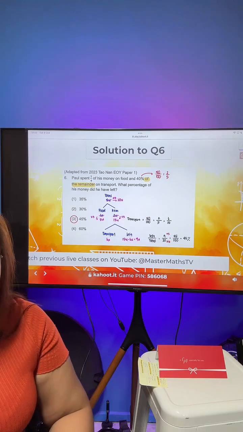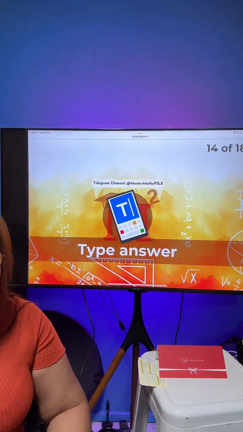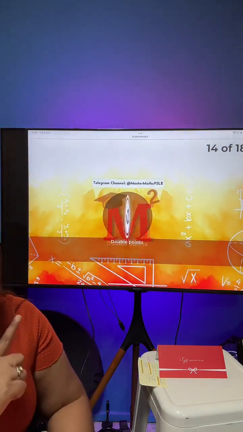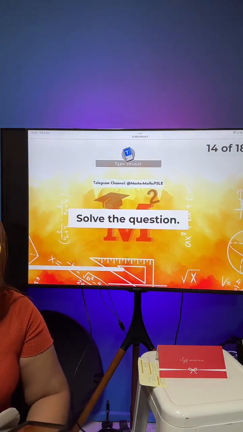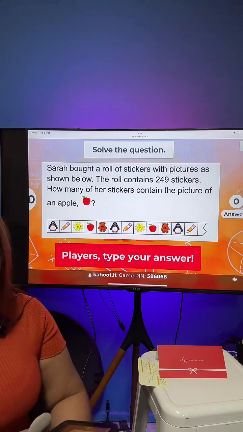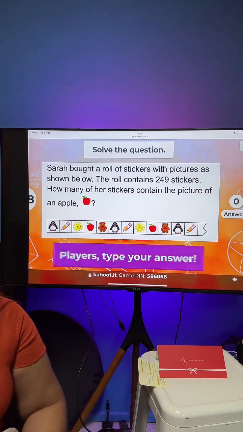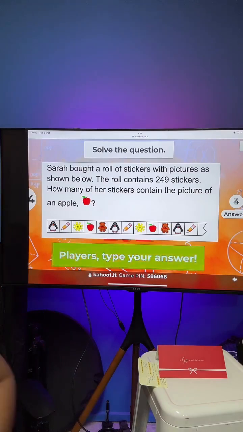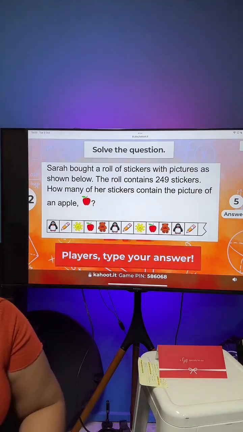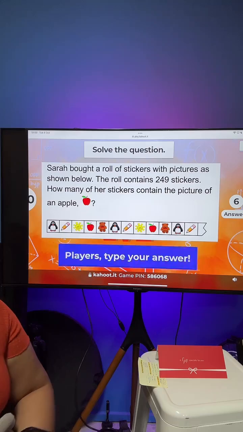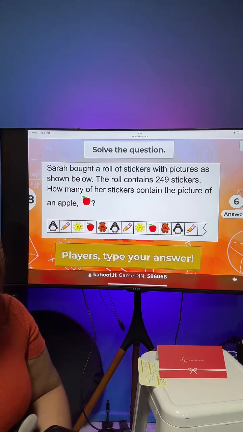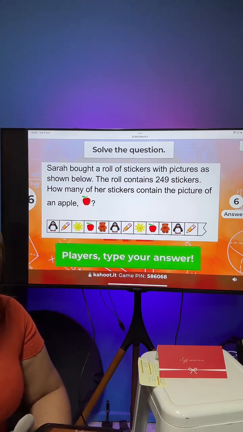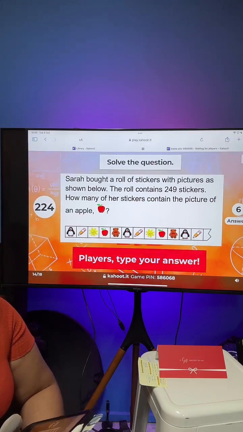Thank you, let's continue. Okay, we are now down to question number 7. Here you can type your answers also, okay? So let's type our answers. You do not need to type any units, just the number will do, okay? This is on grouping. Grouping question here.